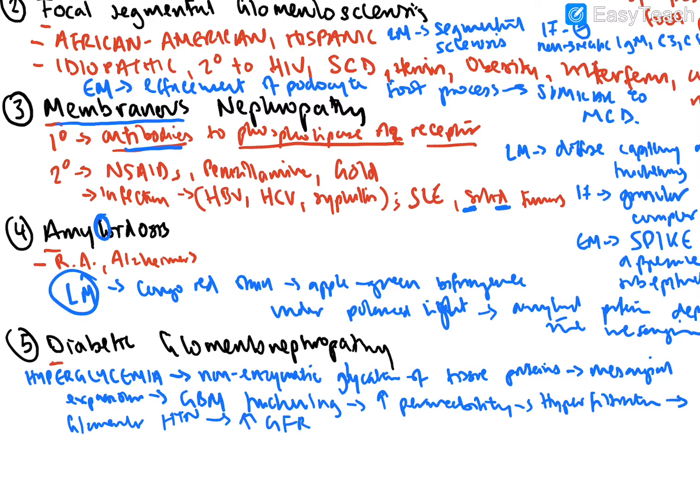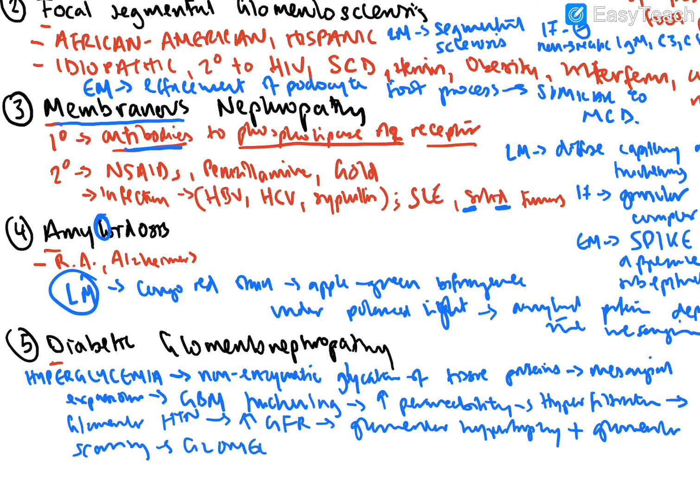When this happens, you get glomerular hypertrophy, and glomerular, I swear that's a hard word to say, glomerular scarring. So when you get the scarring, you have glomerulosclerosis, and this causes further progression of nephropathy.